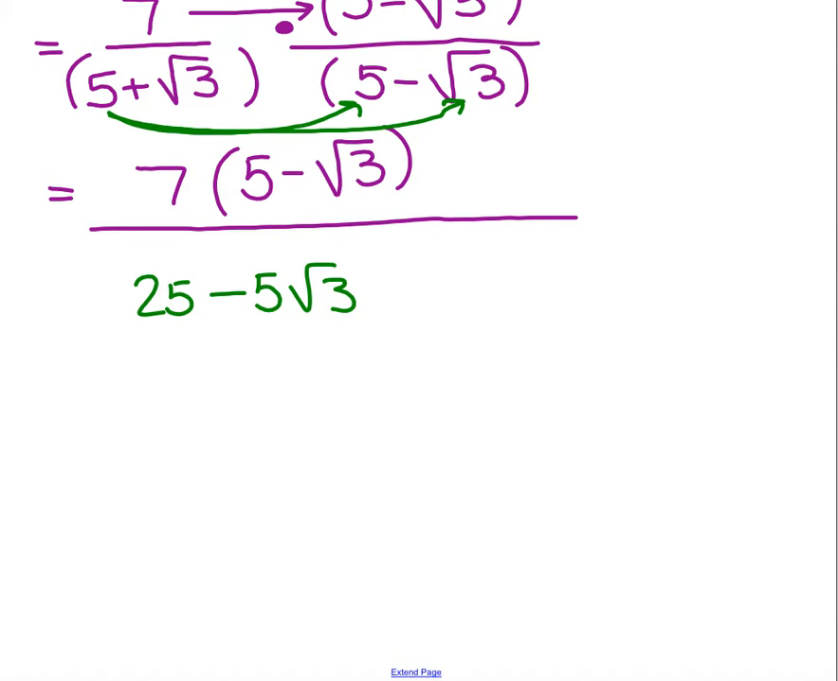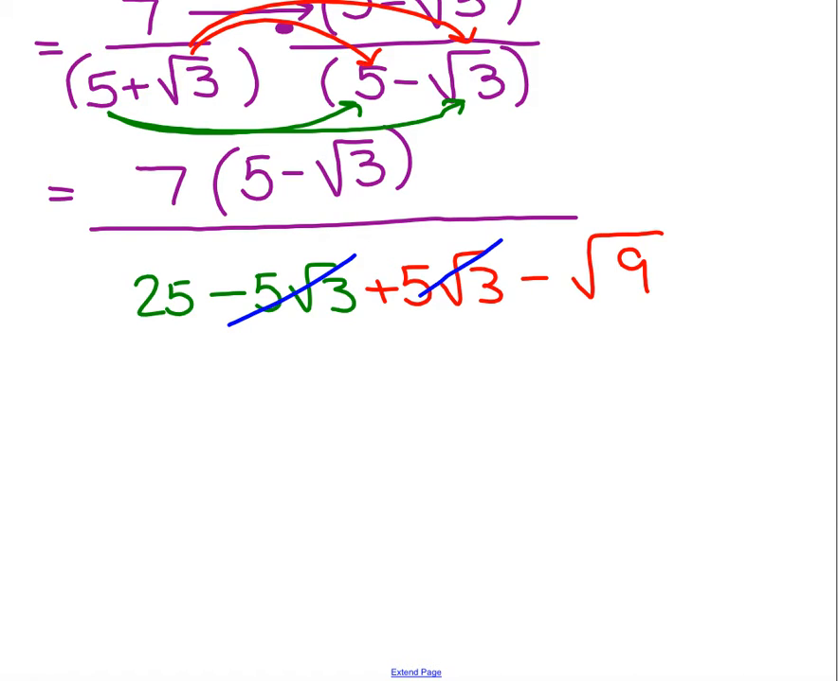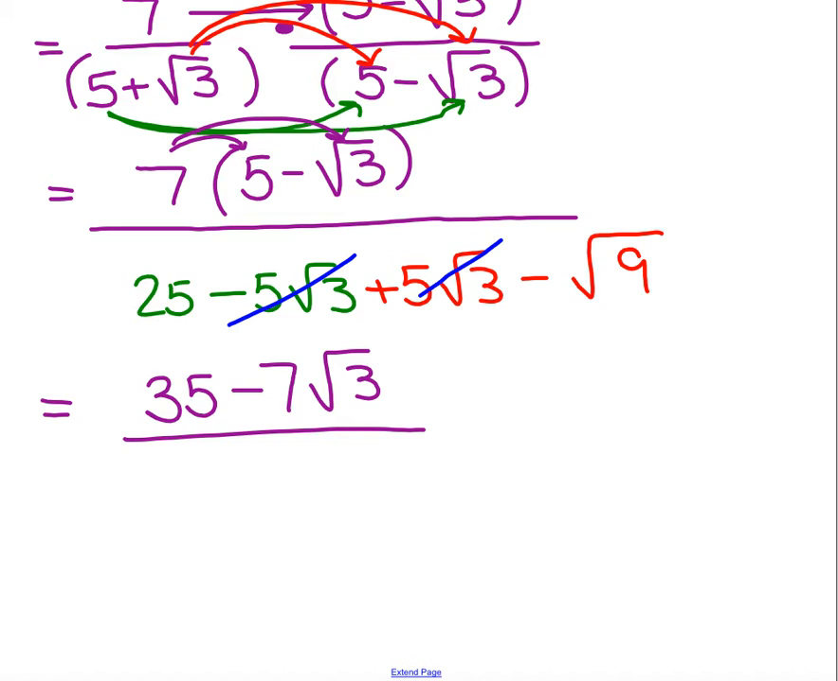So done first and outside. Now I'm going to go to inside. The square root of 3 times 5 is 5 square roots of 3. Now last. Square root of 3 times negative square root of 3 is negative square root of 9. Now look at the 2 middle terms. They cancel out. Gone. I'm not going to touch the numerator besides distributing the 7 through. So 7 times 5 is 35, minus 7 square roots of 3. For the denominator, square root of 9 is a perfect square, 3.